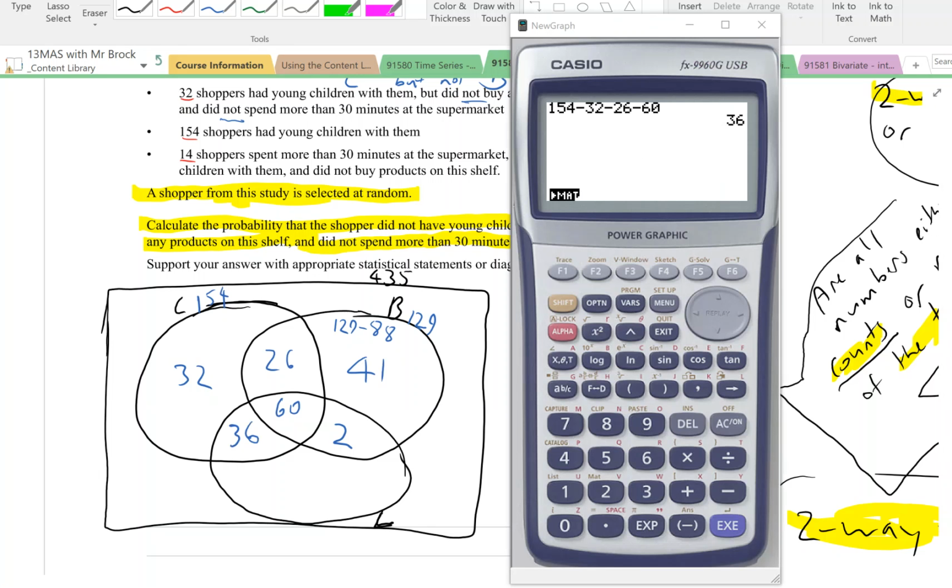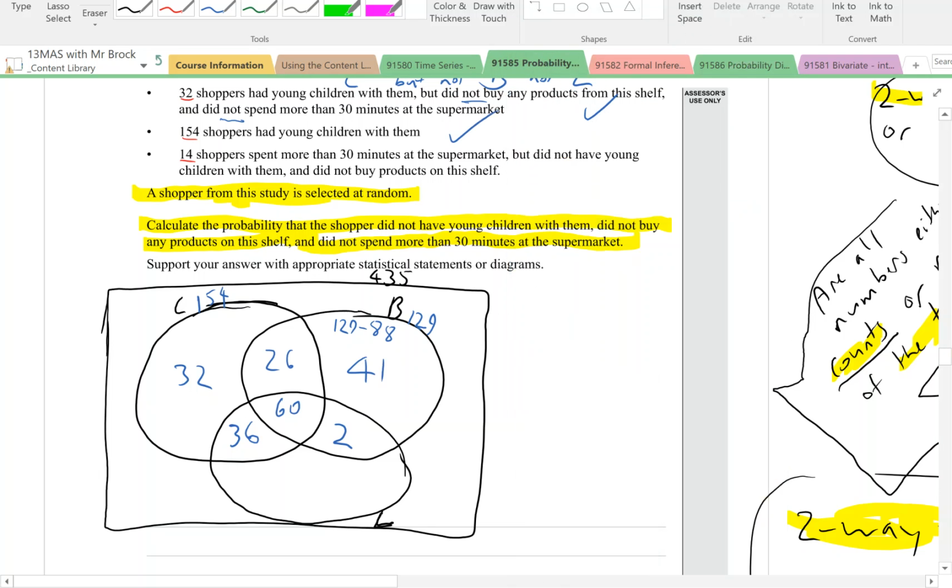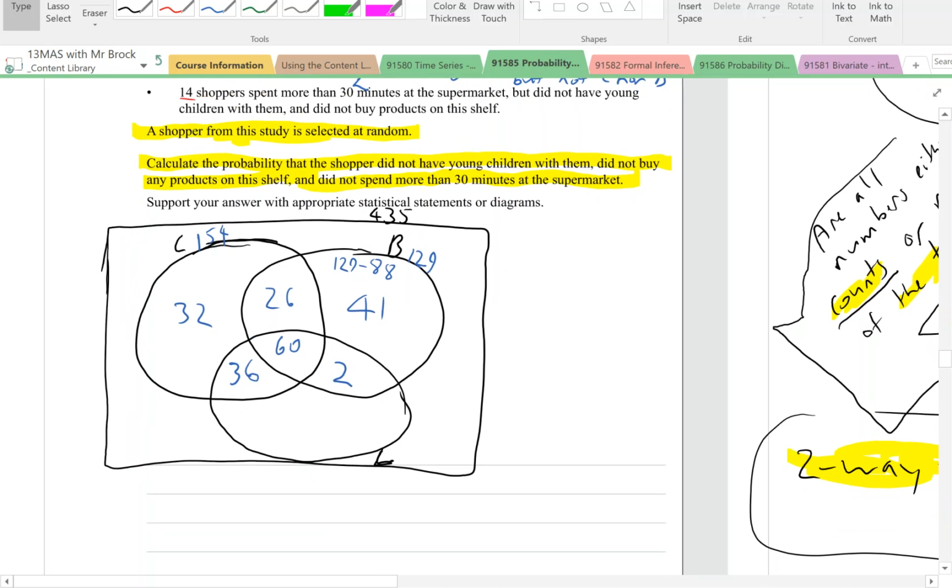Okay, and nearly there now. We've got one bullet point to go. 14 shoppers spent more than 30 minutes at the supermarket, so that's L, but did not have young children, so but not C, and did not buy products from the shelf. So L but not C nor B. So that means just this region in here, and that is 14.